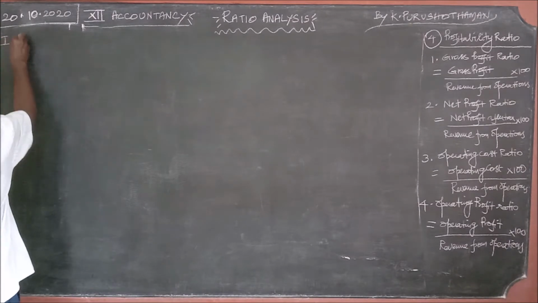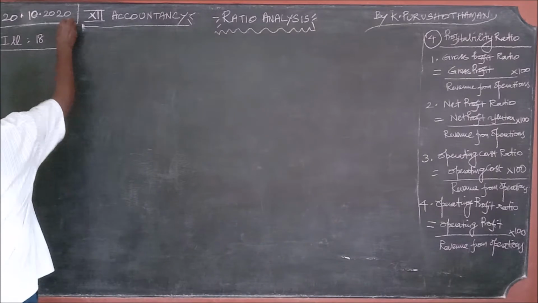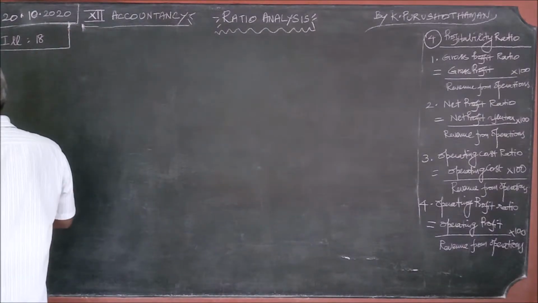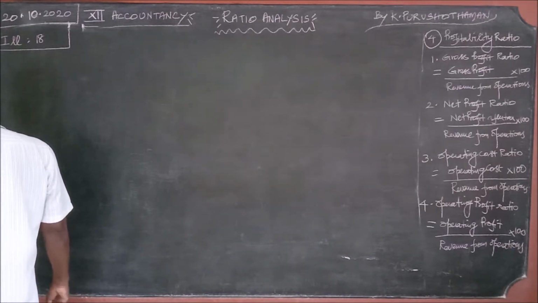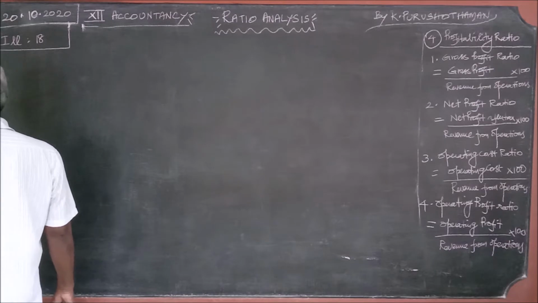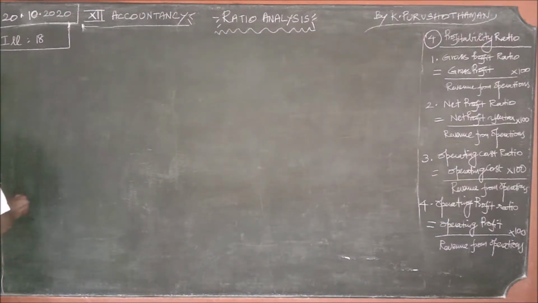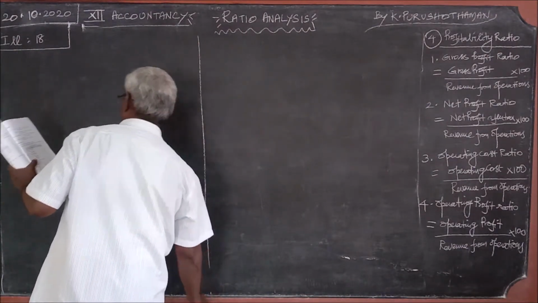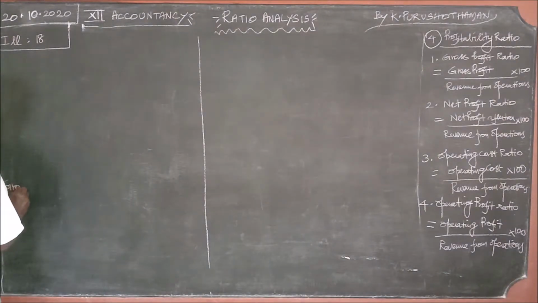Now we shall see illustration 18. A part of illustration 18. What are the questions asked? From the following trading activities of Naveen Limited, calculate gross profit ratio. Gross profit ratio.